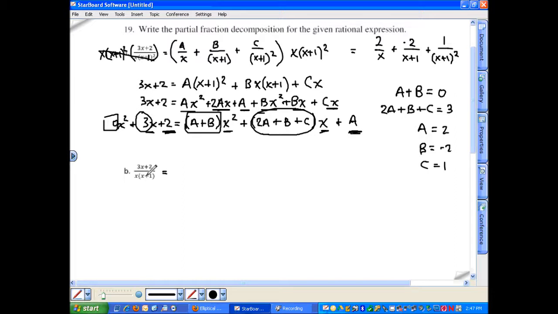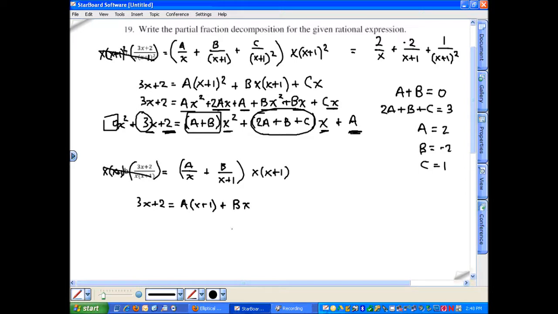Now these appear to be very similar, but the key is this x plus 1 is non-repeated, it's just x plus 1. So the form of this is a over x plus b over x plus 1. This one's going to be a little bit quicker to solve. If we multiply both sides now by the lowest common denominator, it's going to cancel there, so 3x plus 2 is equal to a times x plus 1 plus b times x.